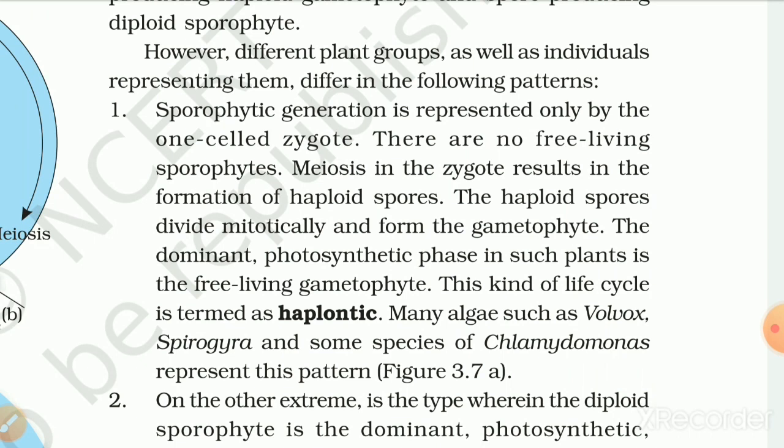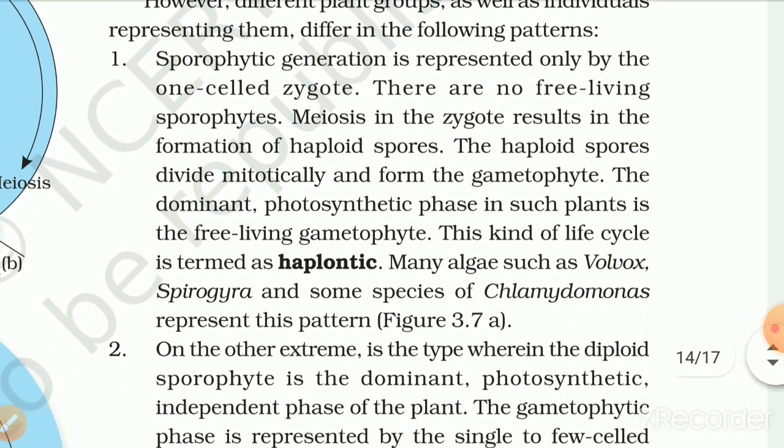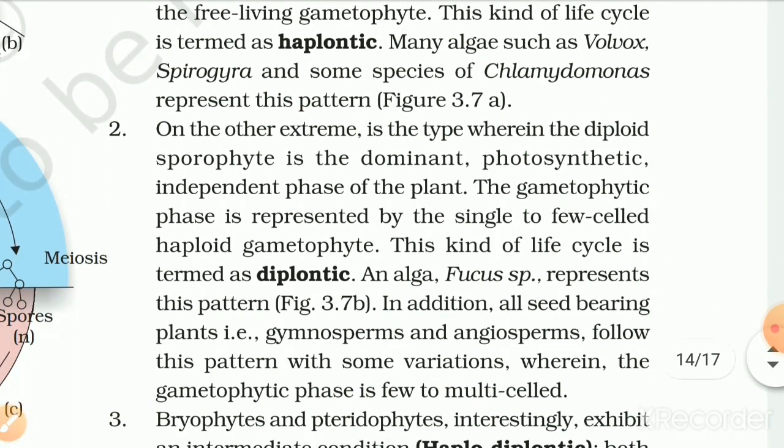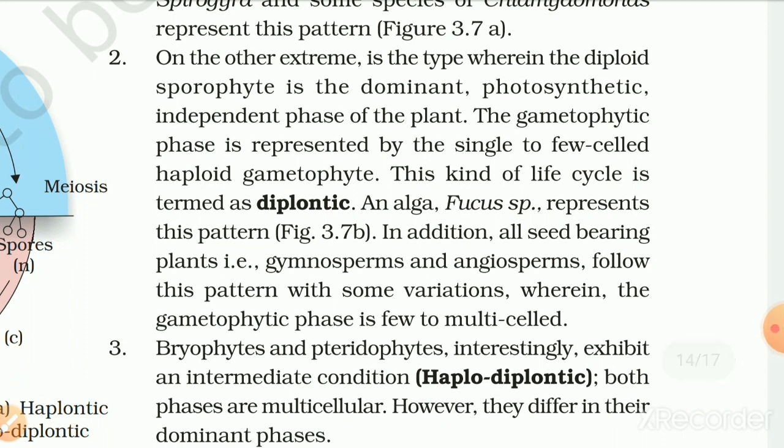The dominant photosynthetic phase in such plants is the free-living gametophyte. This kind of life cycle is termed haplontic. Many algae such as Volvox, Spirogyra, and some species of Chlamydomonas represent this pattern. Figure 3.7a. Second, on the other extreme is the type wherein the diploid sporophyte is the dominant photosynthetic independent phase of the plant. The gametophytic phase is represented by the single to few-celled haploid gametophyte. This kind of life cycle is termed diplontic. The alga Fucus species represents this pattern.